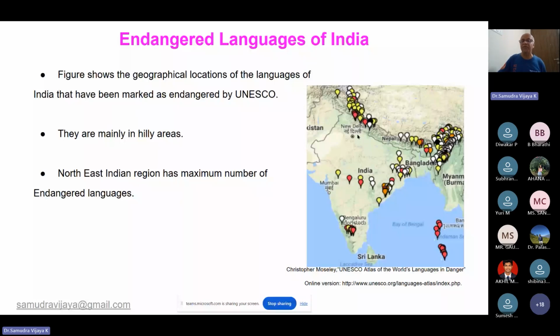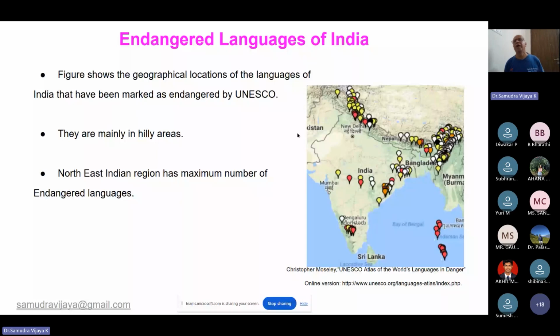So there are hundreds of languages in India which are endangered, meaning the number of people who speak that language is reducing, and these are called endangered languages of India. And they are mainly in hilly areas. That's understandable, because in the plain area, we come in contact with many people.